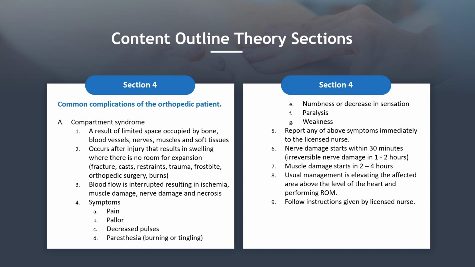Nerve damage starts within 30 minutes and becomes irreversible within 1 to 2 hours. Muscle damage starts in 2 to 4 hours. Usual management is elevating the affected area above the level of the heart and performing range of motion. Follow instructions given by licensed nurse.